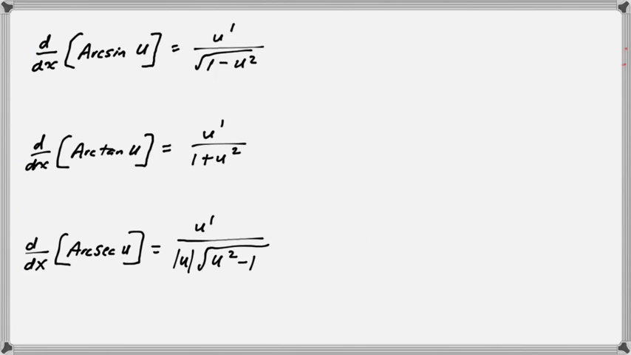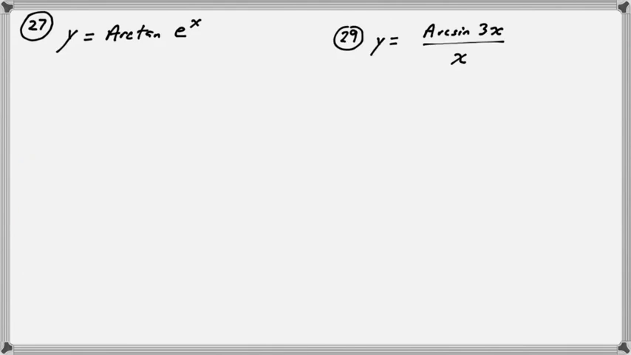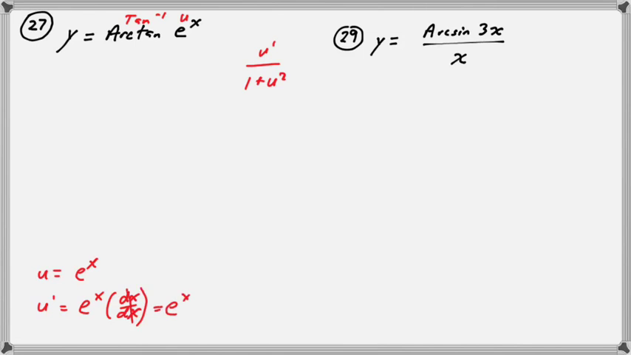Now, to do these problems, this is from 2.6, we're going to need to use these formulas. The derivative of arctangent, which sometimes is written this way, of u is u prime over 1 plus u squared. What does it appear I'm letting u equal? e to the x. What's u prime? Its derivative is e to the same power times the derivative of the power, which is 1. So u prime is also e to the x.